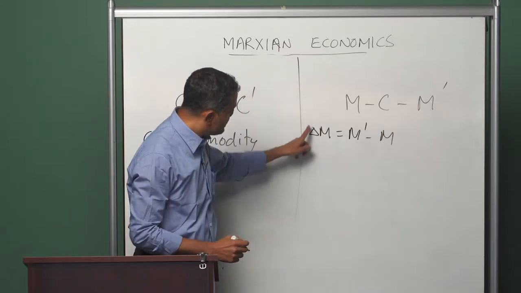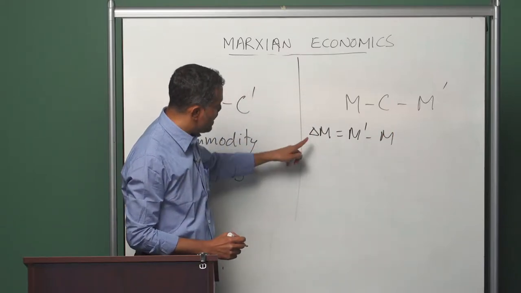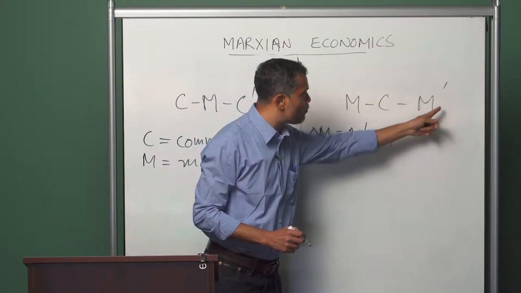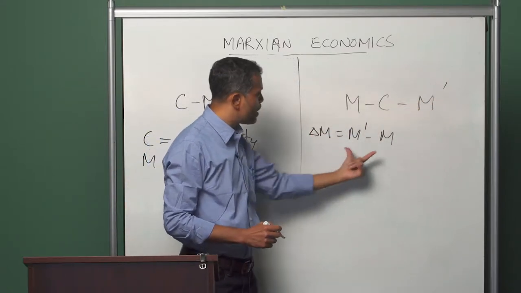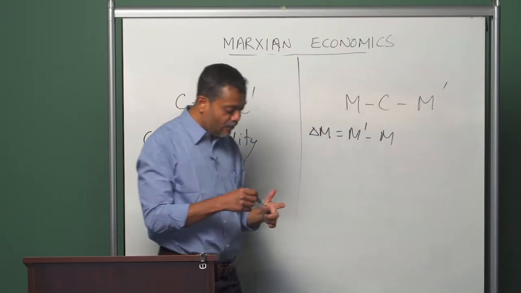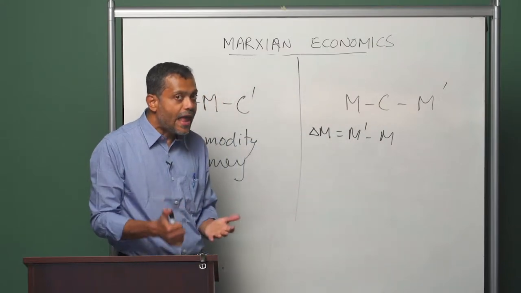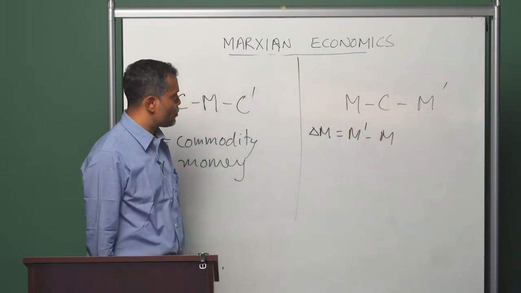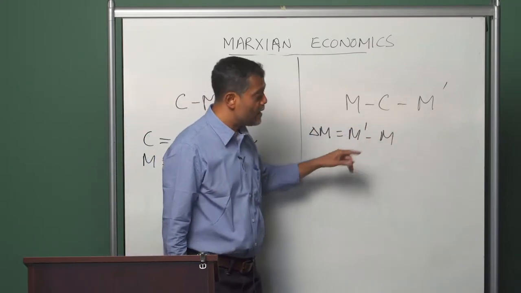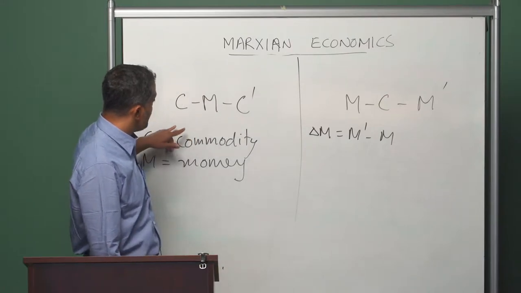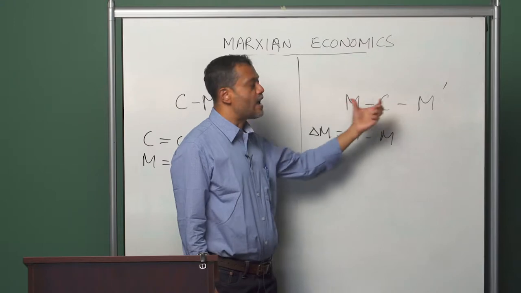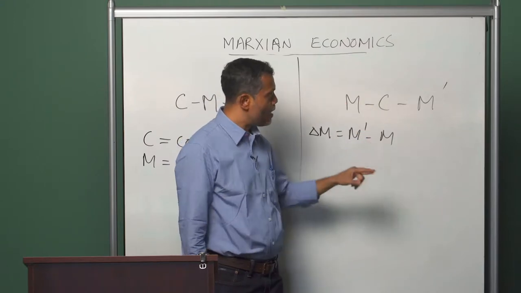So this is the Greek letter delta. Delta M is the difference between the sum of money at the end and the sum of money at the beginning. This difference is or can be the only motive of entering into a process of circulation like this. So whereas this circulation had a qualitative aim, this circulation can only have a quantitative aim.